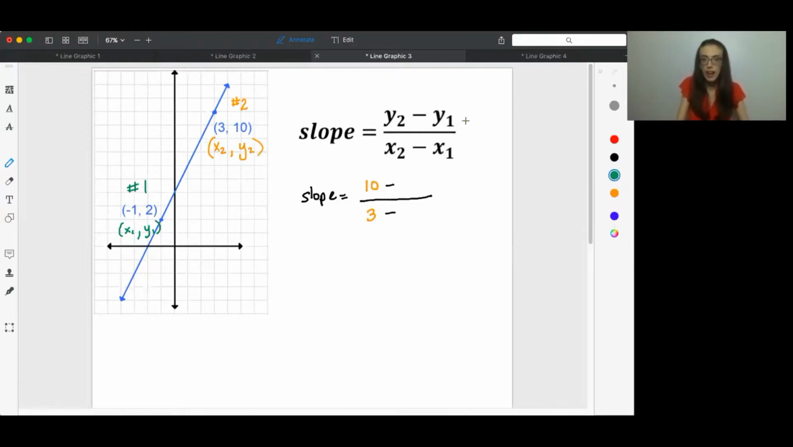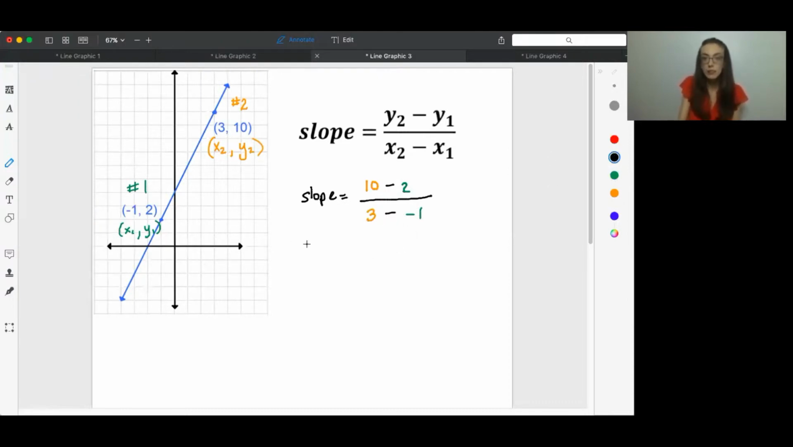And let's take a look at our y1 and x1 values from our first point. Our y1 value is 2, so we plug that right in. And then we have our x1 value, which is over here as -1. Don't forget those negatives. We'll talk about double negatives in a second.